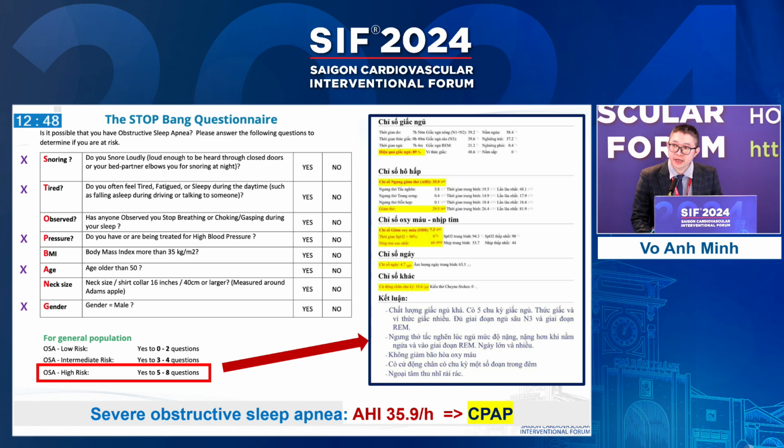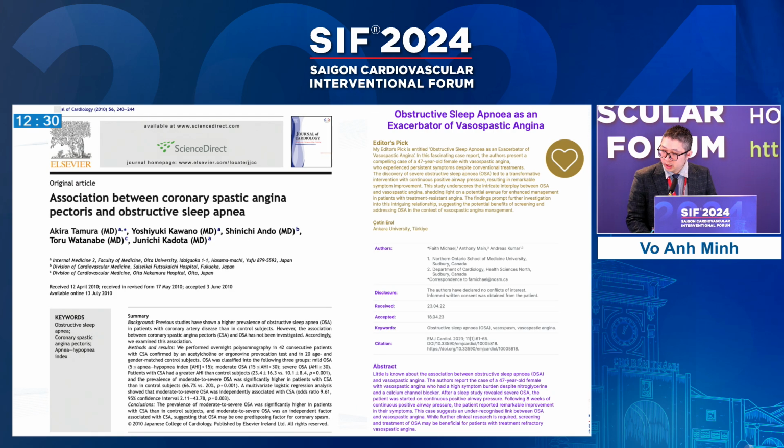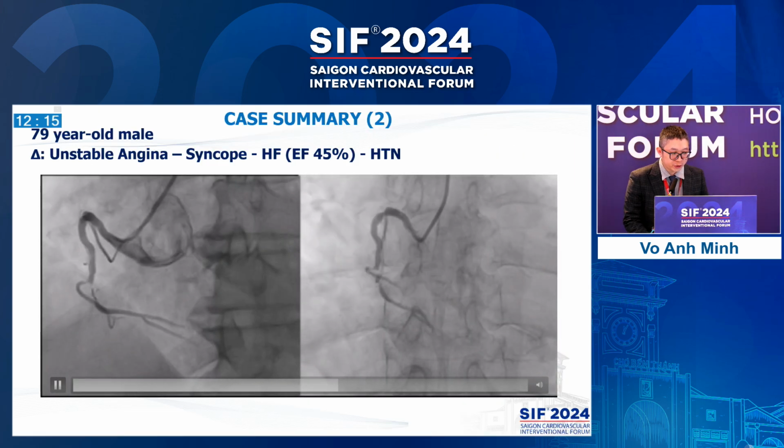We took the history for him, and he has severe obstructive sleep apnea with an AHI of nearly 36, and I gave him CPAP. He almost totally responded to the CPAP, with no recurrent coronary spasm or chest pain. And we looked back at the literature about the ulcer as a trigger for vasospastic angina, and there are many reports about that. So I move to the second case because today is a complication session.